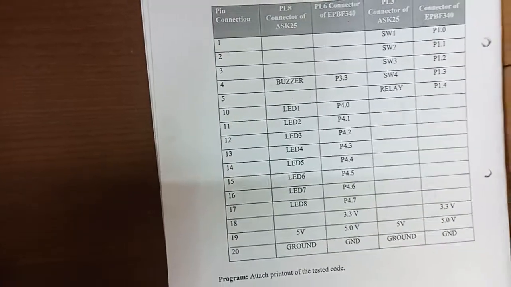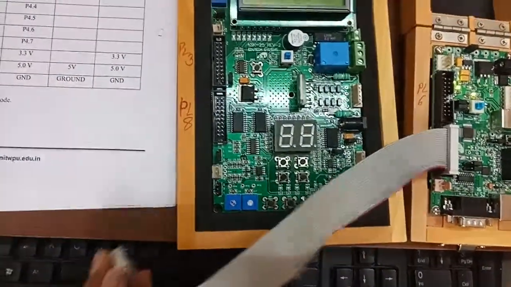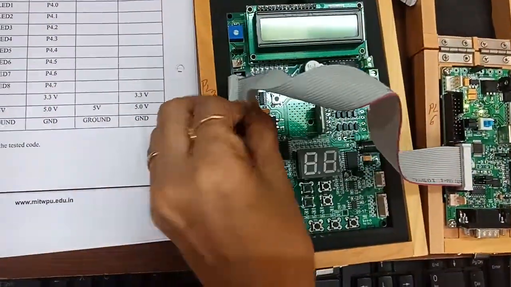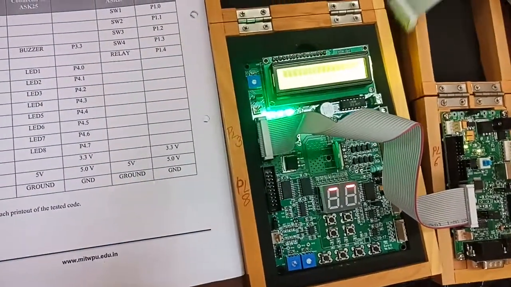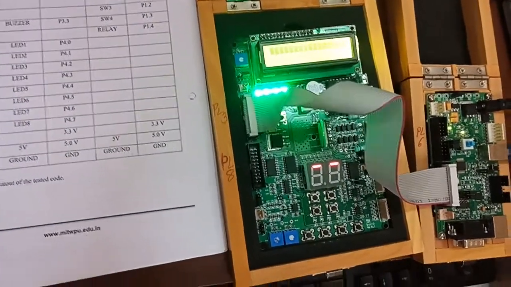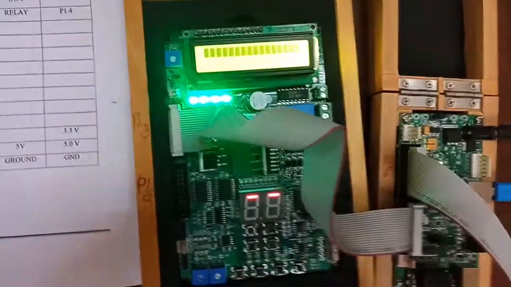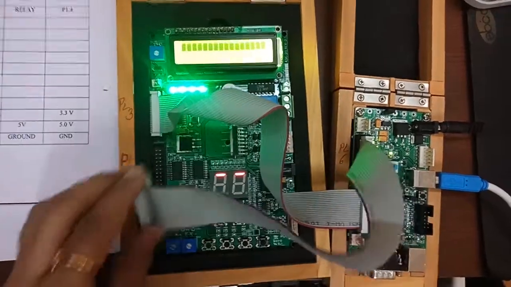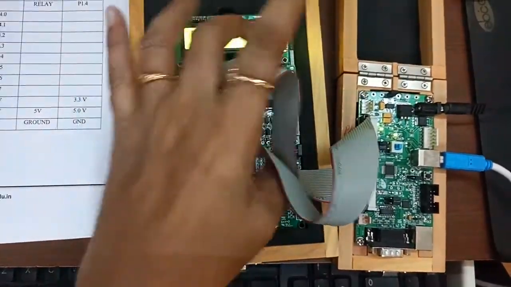So you need to connect PL3 of the microcontroller to the PL3 of the ASK board. By doing this, you have connected switches to port 1 and PL6 is connected to PL8. By doing this, you have connected buzzer and relay to port 4.